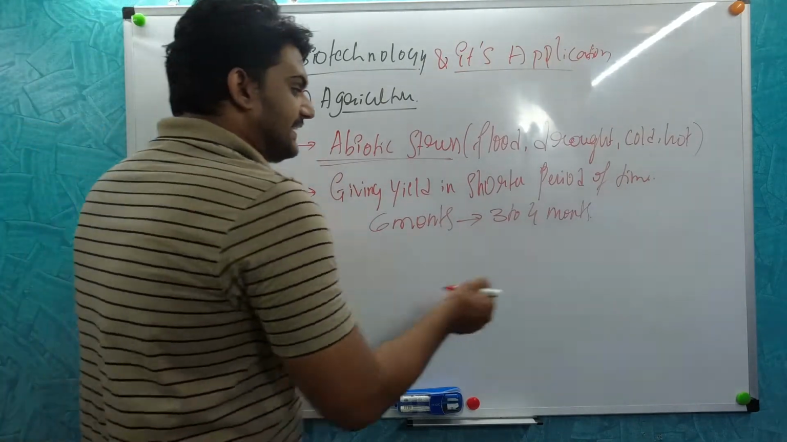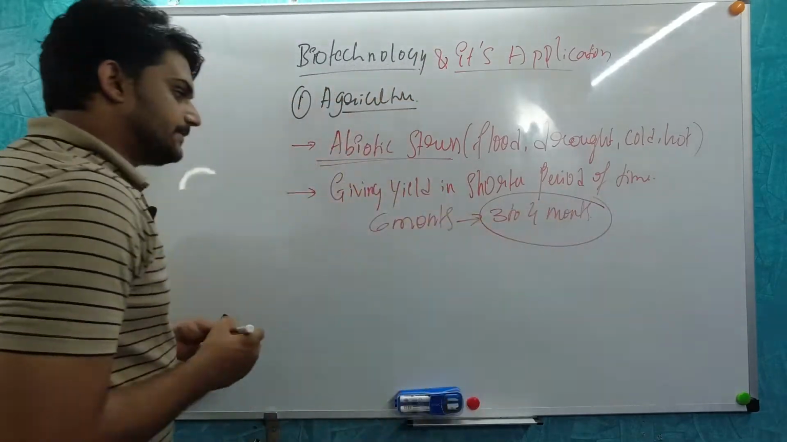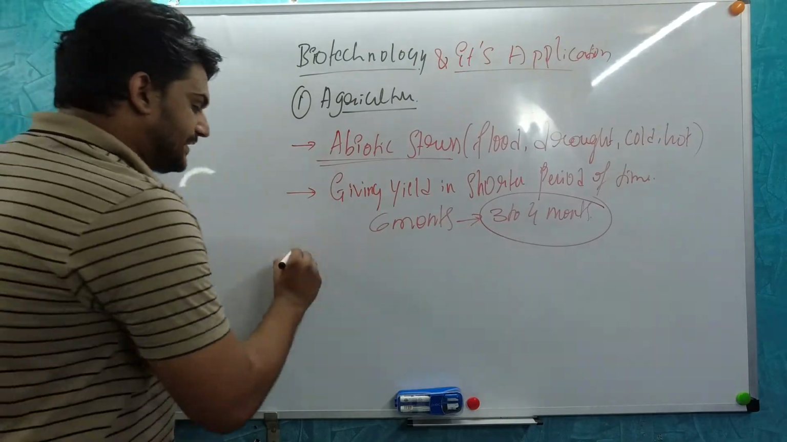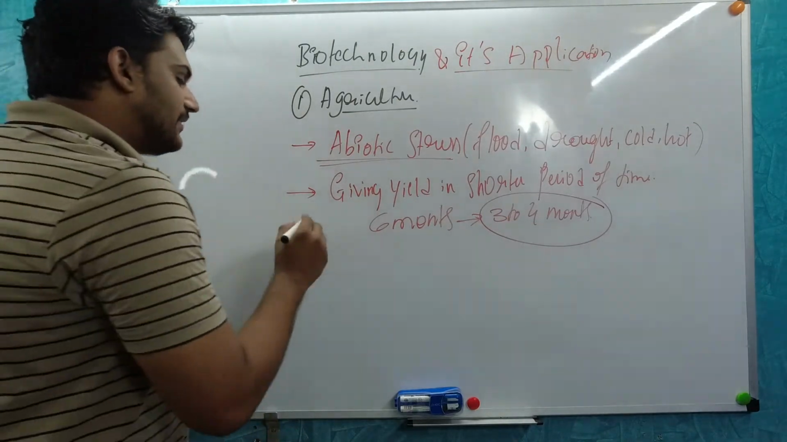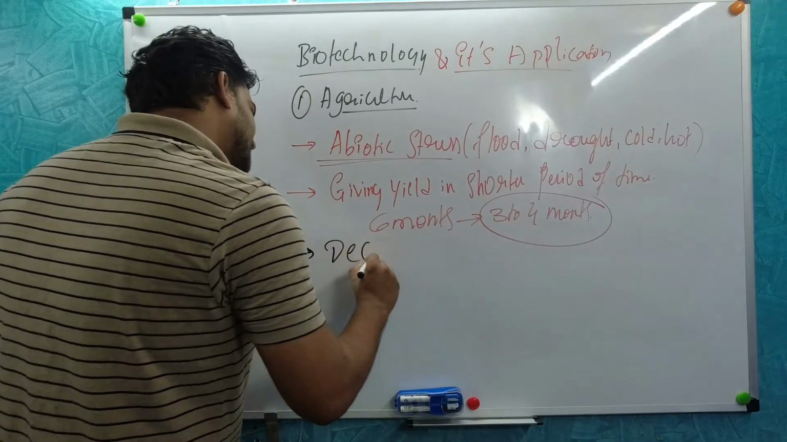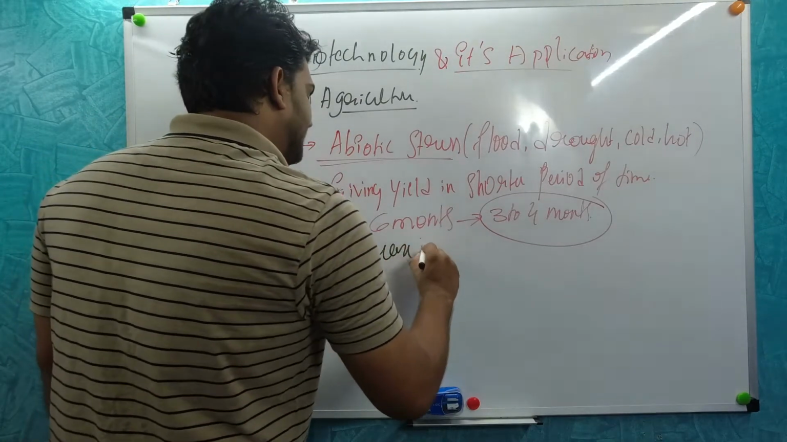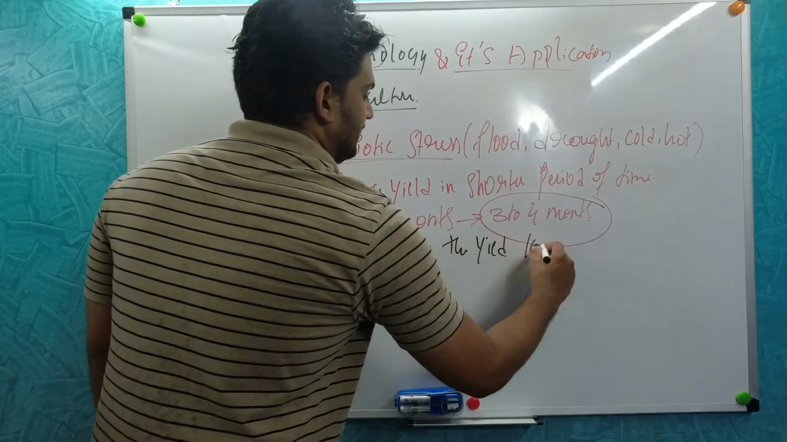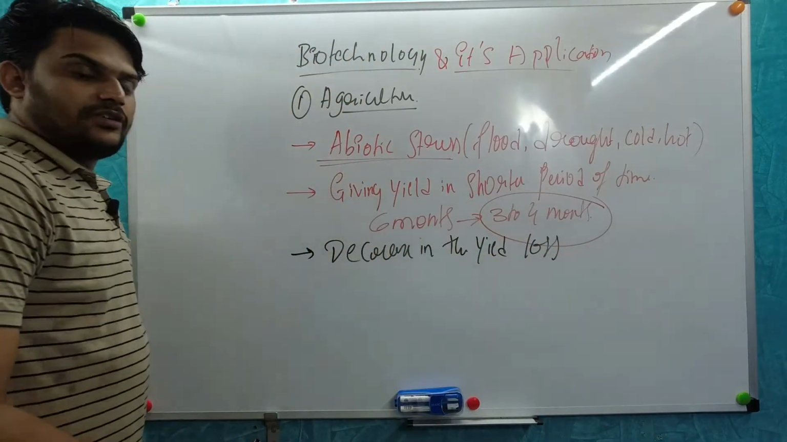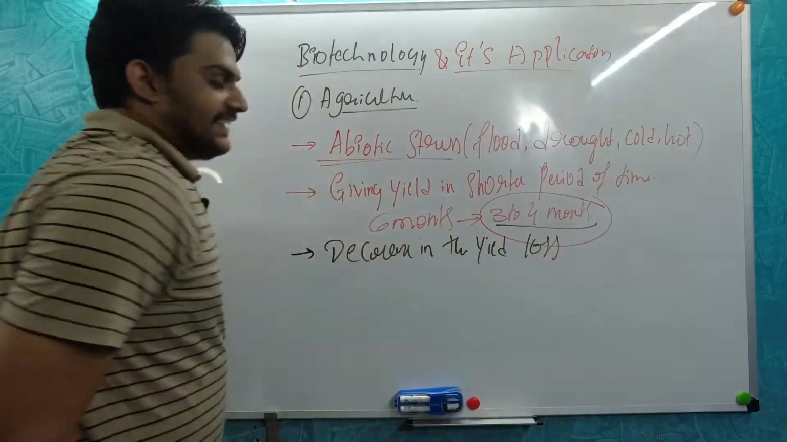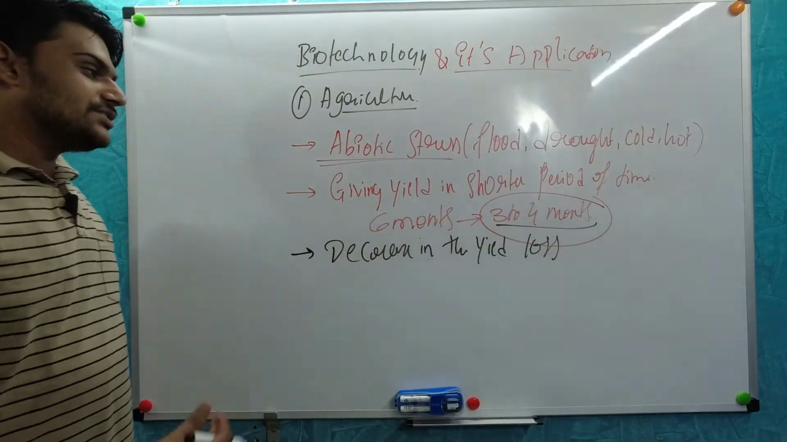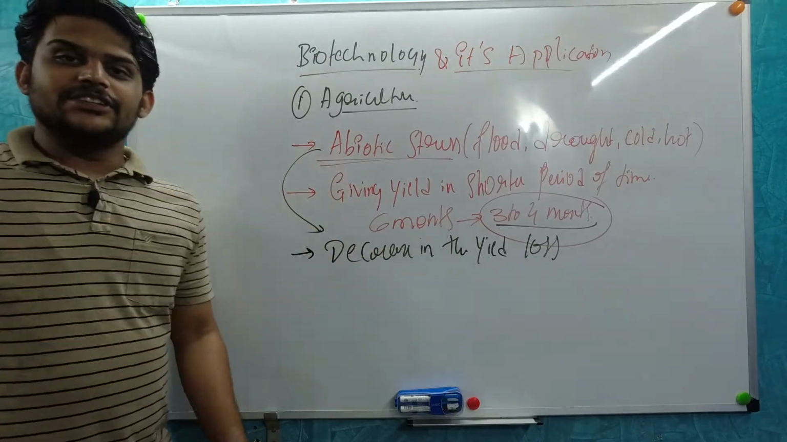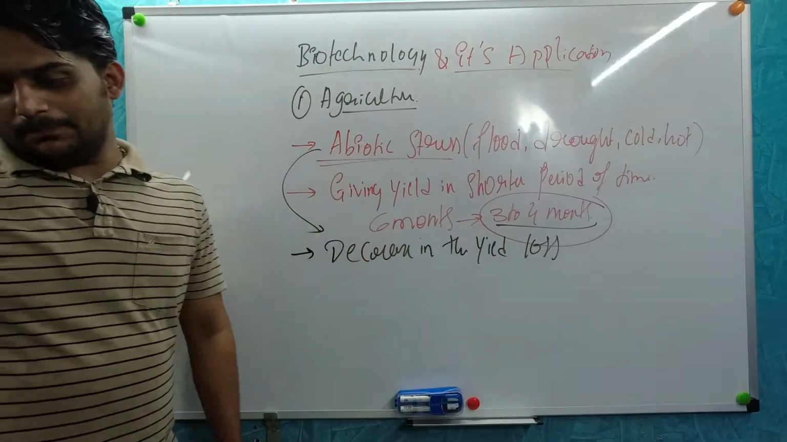Now this particular thing is interconnected. Next point I am going to discuss is that as the yield period has decreased, the yield loss has also started to decrease, because of the total number of days the plant would survive. So this is also interrelated, right? Because the yield loss has come down.